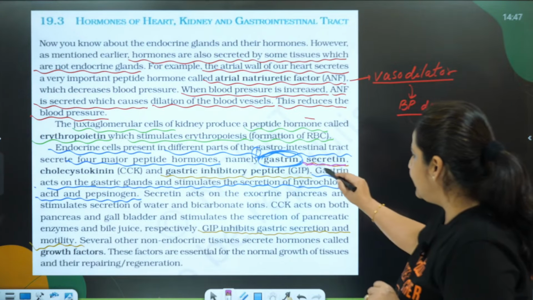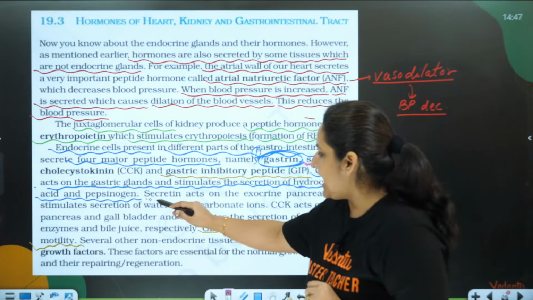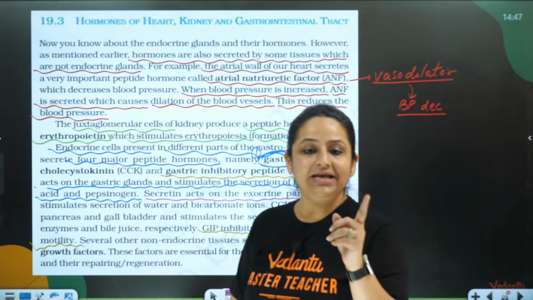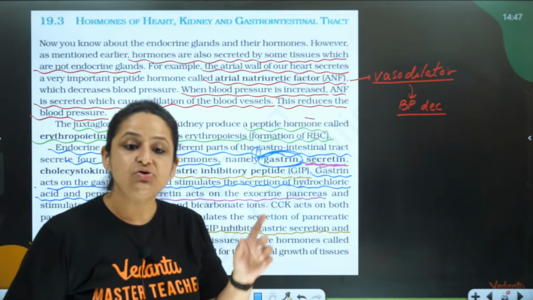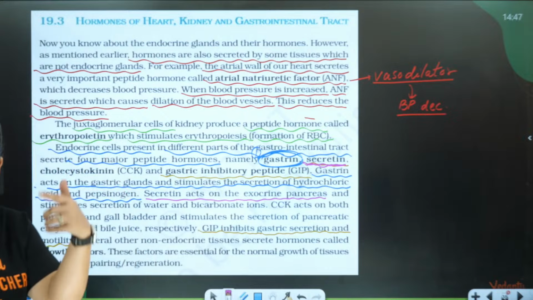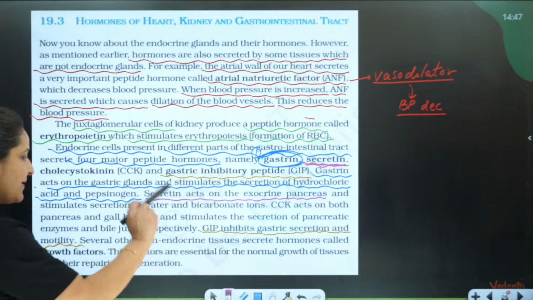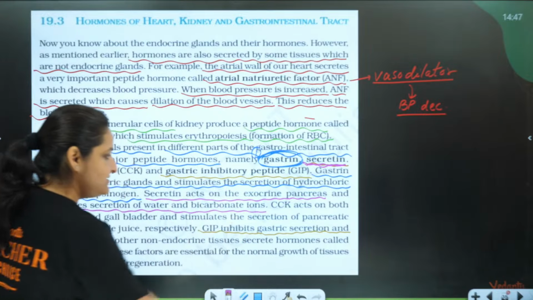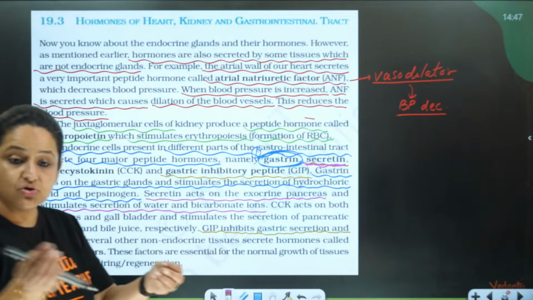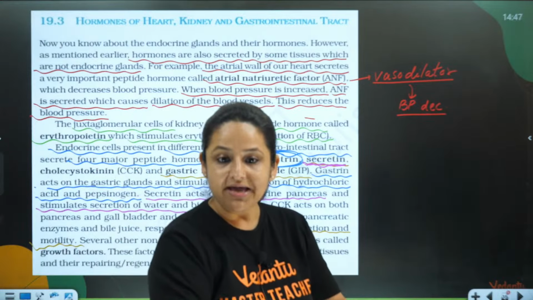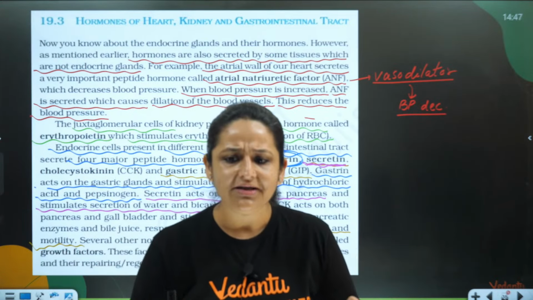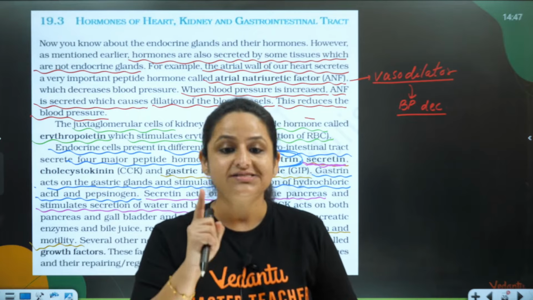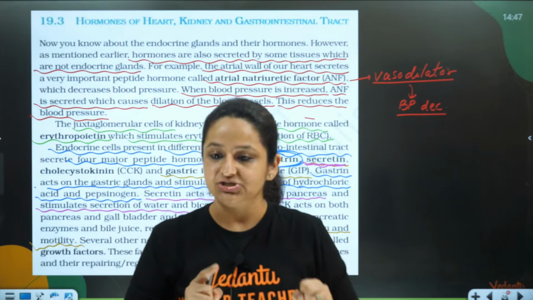What is secretin doing? Secretin acts on the exocrine pancreas. Exocrine, why? Because now we need digestive secretions. So it is going to act on the digestive glands of the pancreas, and it is going to stimulate the secretion of water and bicarbonate ions. It is going to tell them, "Release water first, release bicarbonate ions first." Why bicarbonate ions and water? Because the food that is coming from the stomach is acidic in nature.